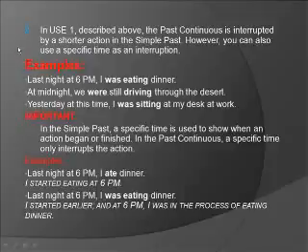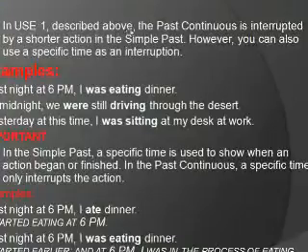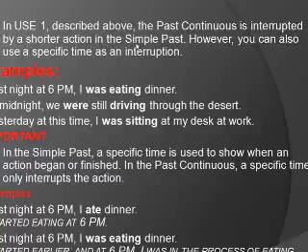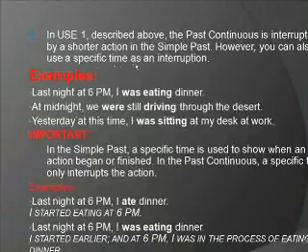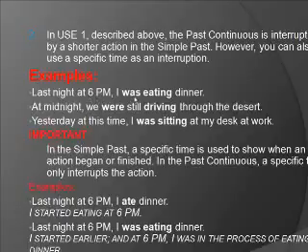Number 2. Use 1. As described above, the past continuous is interrupted by a shorter action in the simple past. However, you can also use a specific time as an interruption. Examples: Last night at 6 p.m. I was eating dinner.